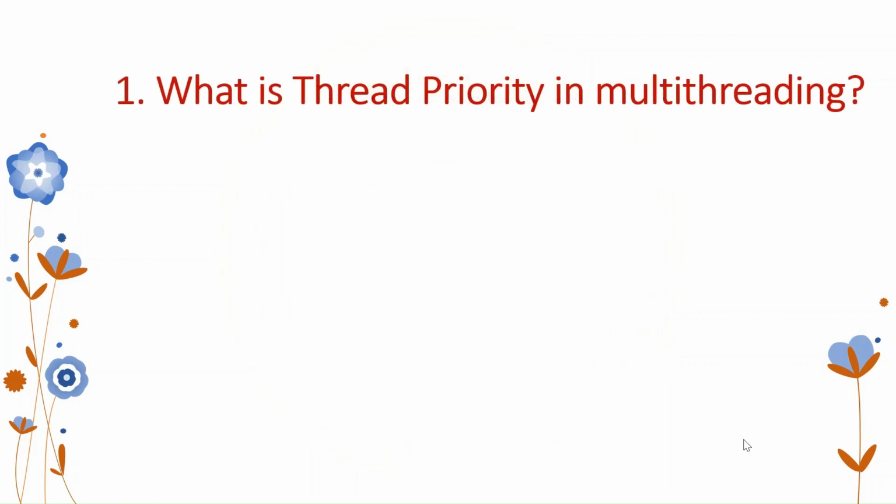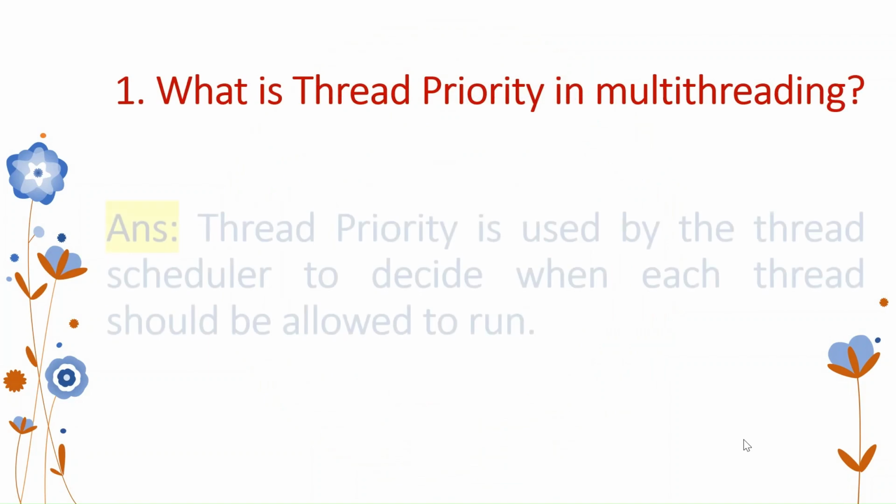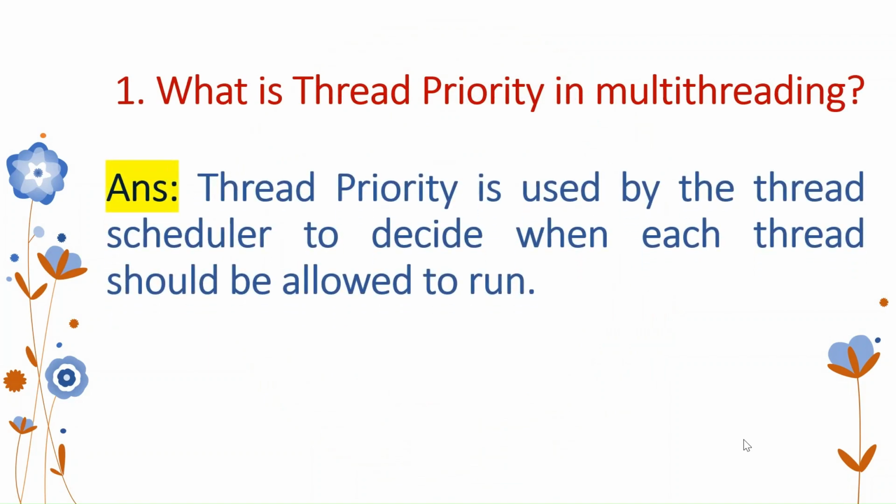What is thread priority in multithreading? Thread priority is used by the thread scheduler to decide when each thread should be allowed to run. Every thread is ready to run in the runnable state, and every thread has a number called a priority number. The priority number is assigned based on the task allocated and the importance of that particular task.